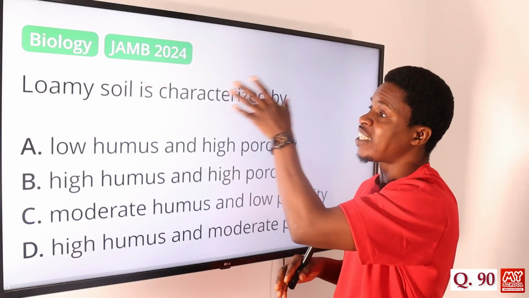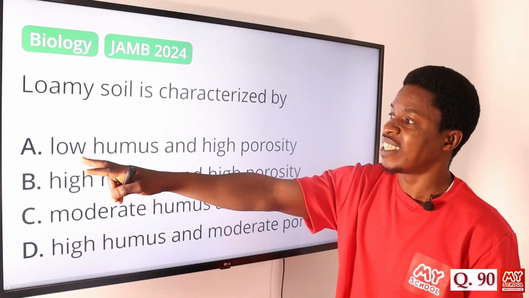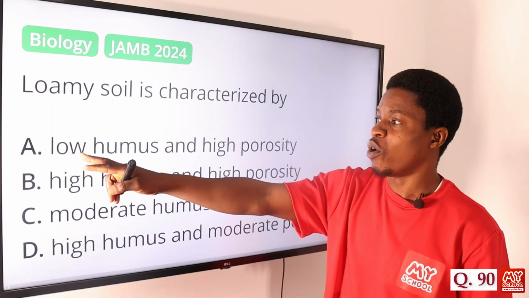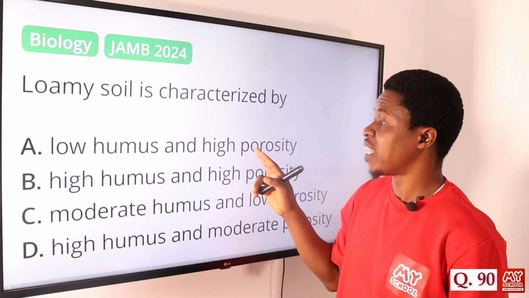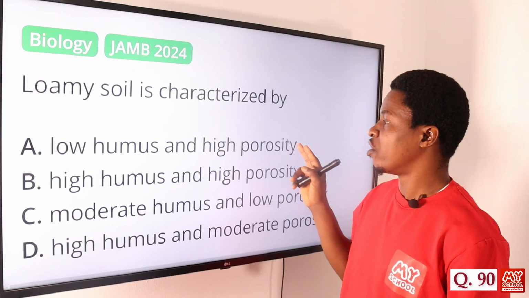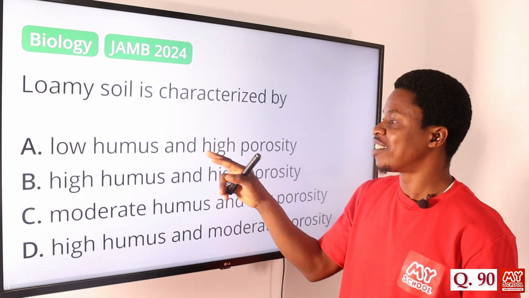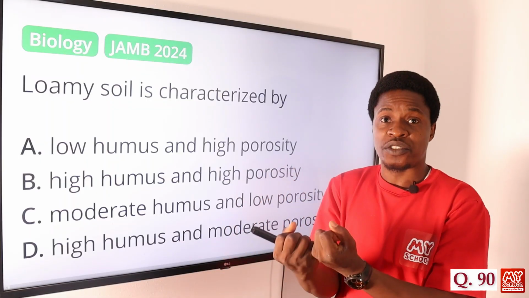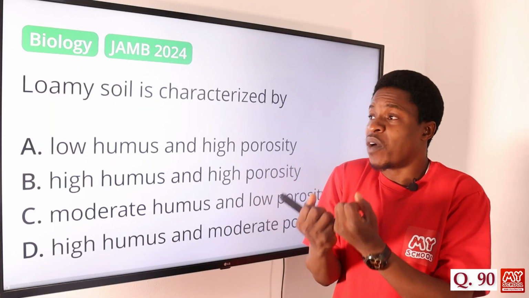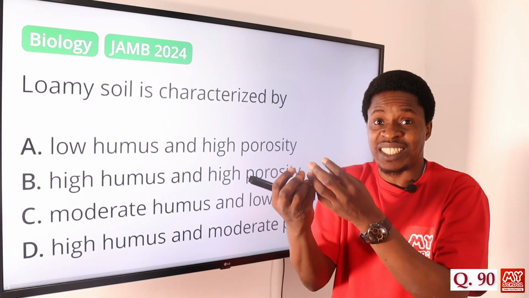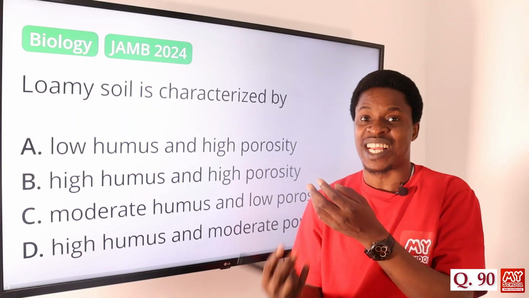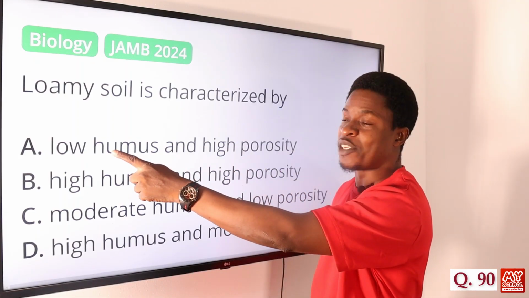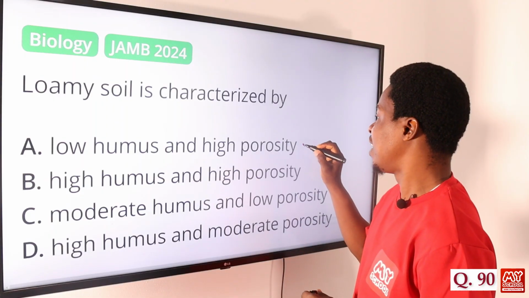So we want to look at the characteristics of the loamy soil. Now option A says low humus and high porosity. Of course, low humus has disqualified this from being the answer. It would have been high porosity if it were sandy soil. Sandy soil is highly porous, okay. The water retention is very poor. So when you pour water on the sandy soil, it goes down easily. Loamy soil does not have this, and it's also high in humus. So option A is eliminated.